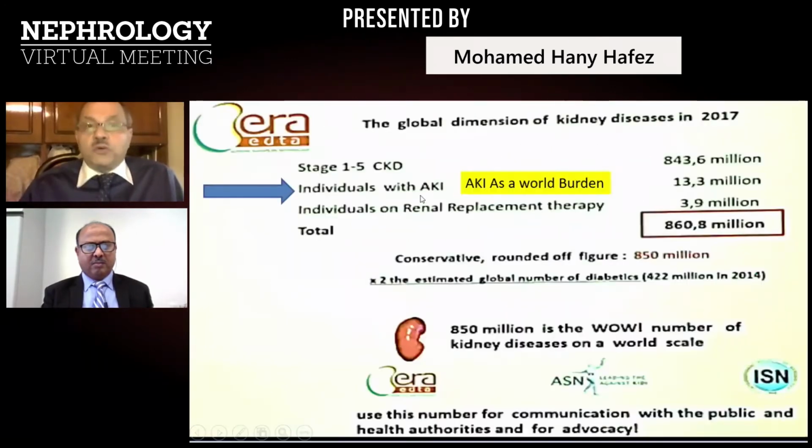Also, when we look at the acute kidney injury data, the ISN data, they say that there are 13.3 million cases, which is actually more than 3 times the number of individuals on renal replacement therapy in the world. So we are dealing with a very, very important problem.